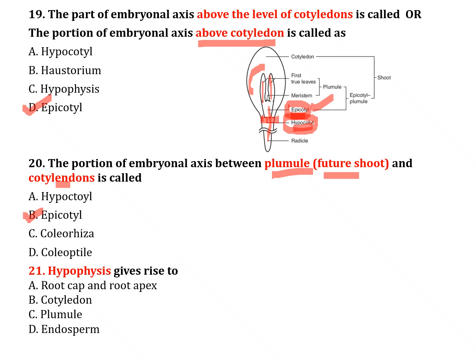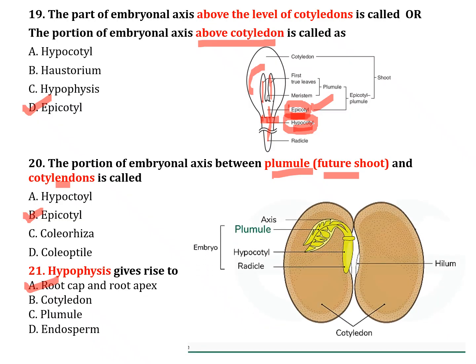The next question, number 21. Hypophysis gives rise to option A, root cap and root apex; option B, cotyledon; option C, plumule; option D, endosperm. Correct answer is option A, root cap and root apex. This is the plumule part which forms the shoot, and this is the hypocotyl, and upper is the epicotyl part, and below this is the radical which forms the root, and these are the cotyledons.